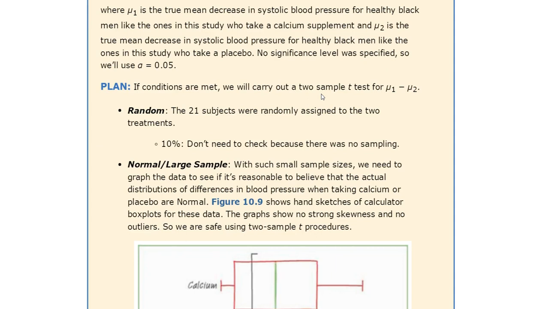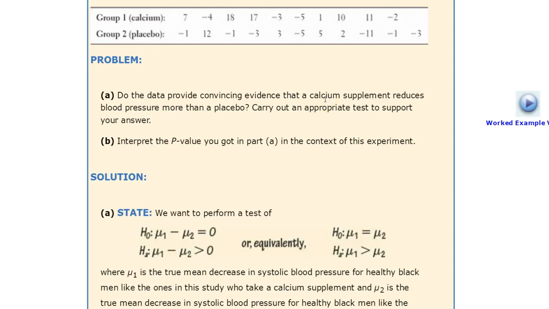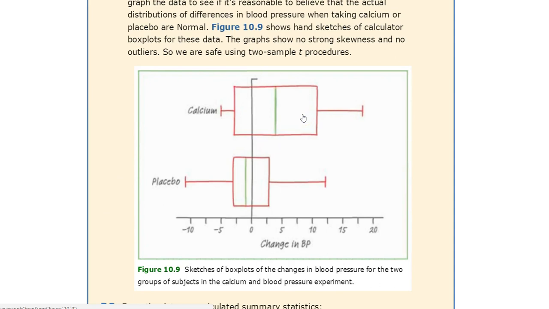We have to check out the normal large sample condition because we don't know anything about the population distribution of data, and these are both samples less than 30, so we are going to have to make graphs. So we'll talk about that. These were box plots. They just made a sketch by hand basically, or maybe they sketched them after they put it on a calculator, but we can do other types of graphs besides box plots too.